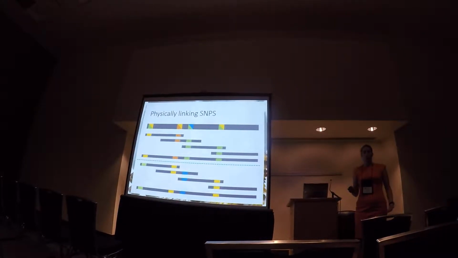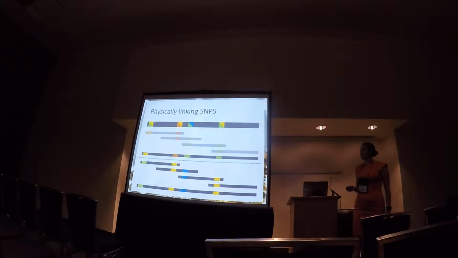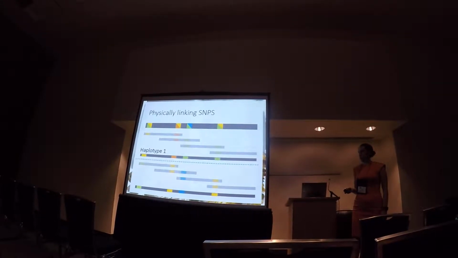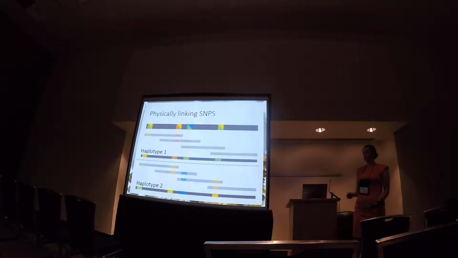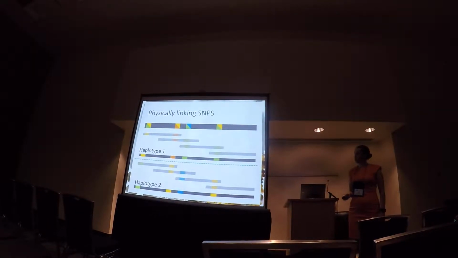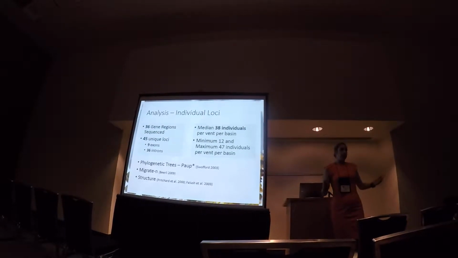So this works a little bit more like the typical Sanger sequencing, but we can do it with high throughput data and get 2 haplotypes per individual that are phased using physical linkage and not a statistical package. So what did we get when we did this analysis?